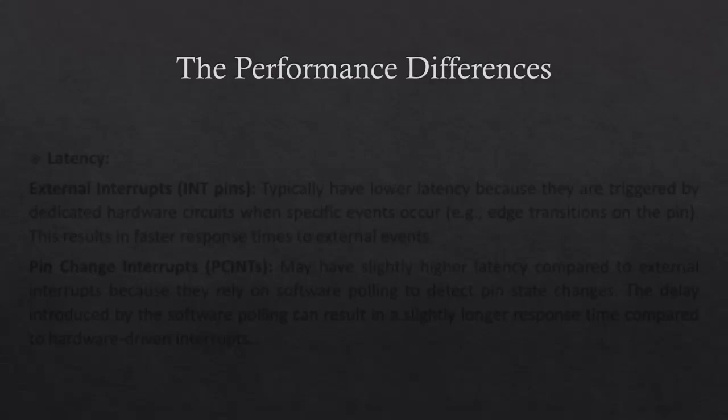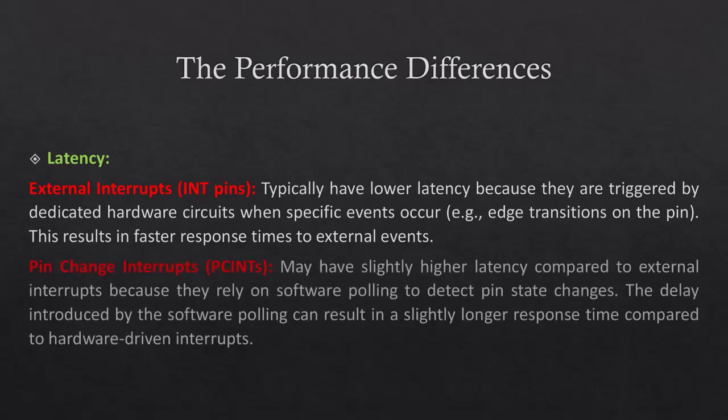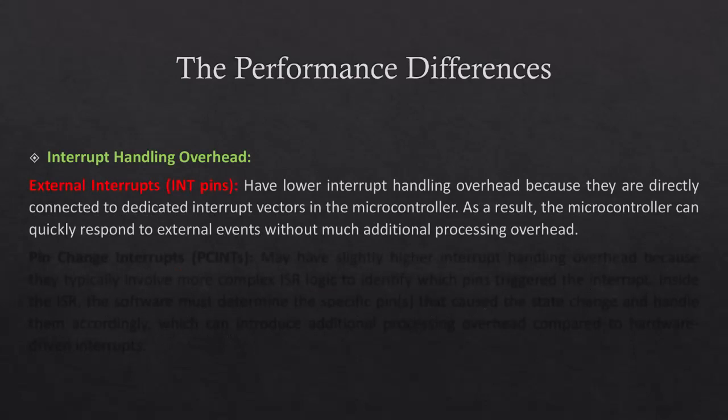Let's compare these aspects. Latency. External interrupts, INT pins, typically have lower latency because they are triggered by dedicated hardware circuits when specific events occur, e.g., edge transitions on the pin. This results in faster response times to external events. Pin change interrupts, PCINTs, may have slightly higher latency compared to external interrupts because they rely on software polling to detect pin state changes. The delay introduced by the software polling can result in a slightly longer response time compared to hardware-driven interrupts.